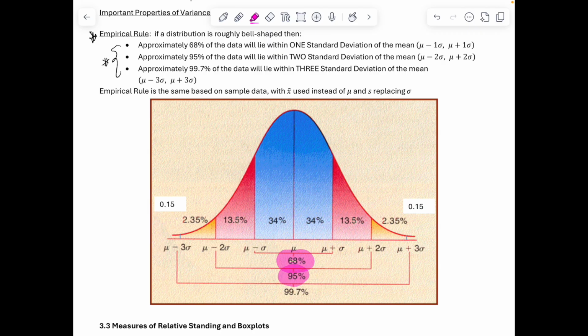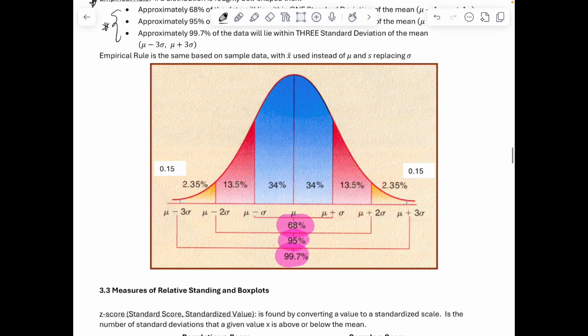And again, you can see that 95 below. And approximately 99.7% will lie within 3 standard deviations. And so you can see the percentages. 68%, if you split that in half, is 34 on each of those, and so forth with those percents. And it says the empirical rule is the same based on sample data, with x bar used instead of mu and s replacing sigma.